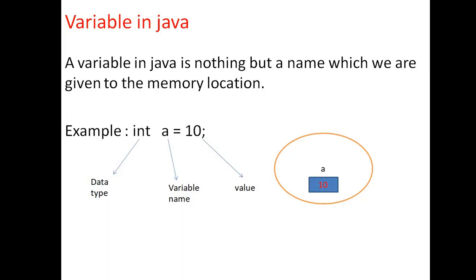Okay. So a variable in Java is nothing but a name which we are given to the memory location. For example, int a equals to 10. Here int is data type, a is a variable name and 10 is a value. So guys, int is nothing but a memory area where we are going to store our variable a with value 10.